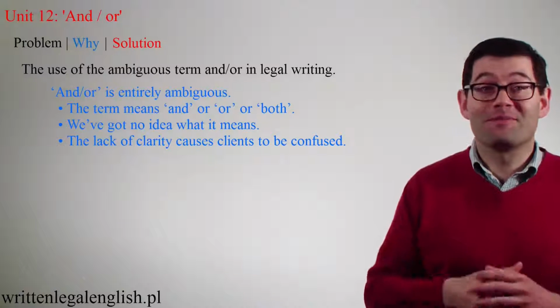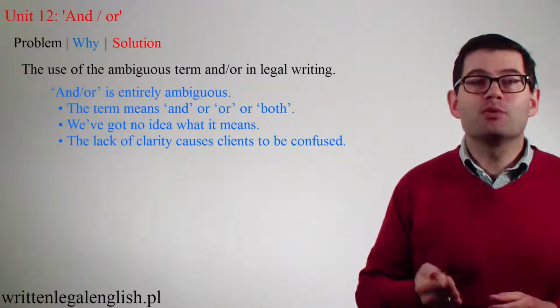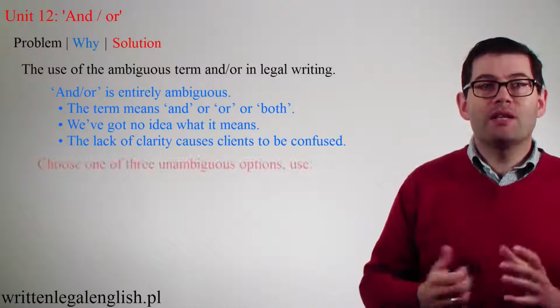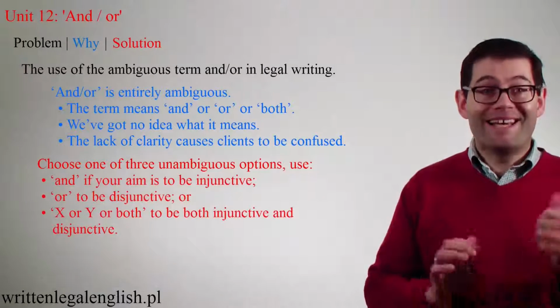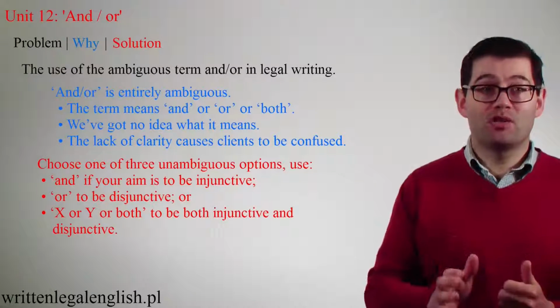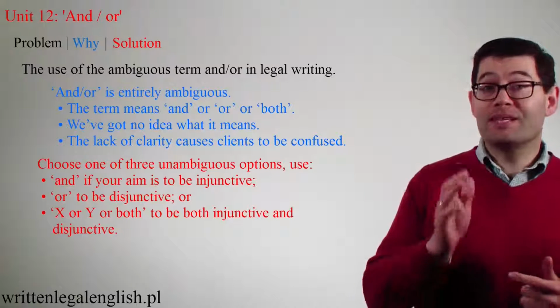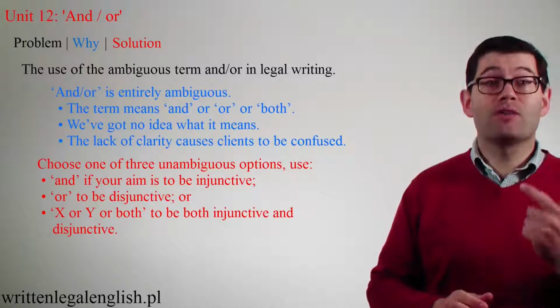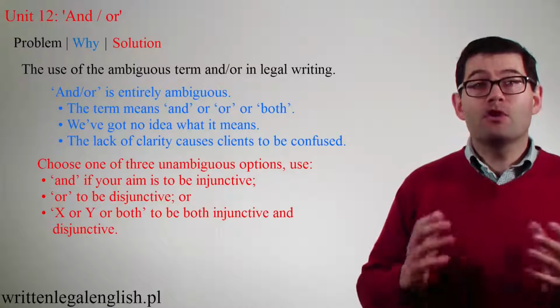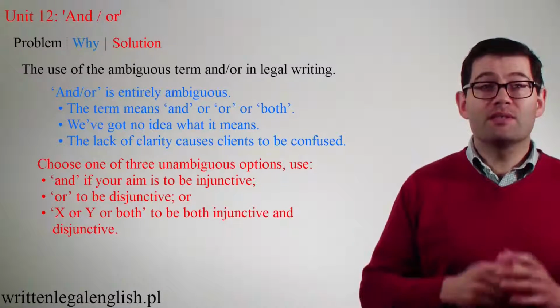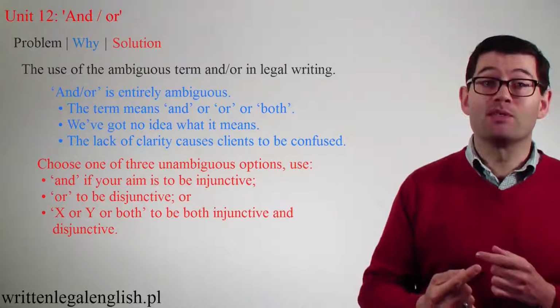What's the solution? Legal writing calls for clarity. As alternatives to "and/or", choose one of the three unambiguous options. "And" if your aim is to be injunctive, "or" to be disjunctive, or "X or Y or both" to be both injunctive and disjunctive.